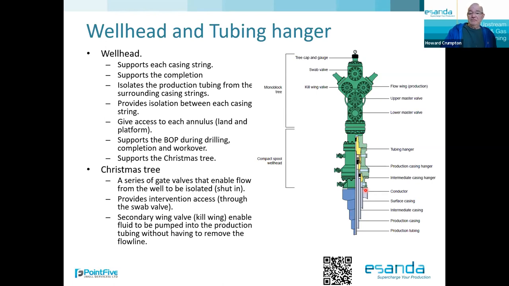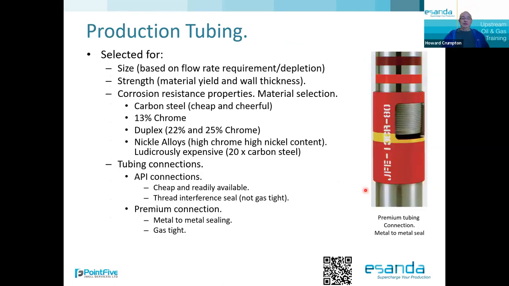Beneath the wellhead and hanging from the tubing hanger is my production tubing. If I'm designing a completion, I'm going to select my production tubing principally on size. And the size is based on what I expect the well to be able to produce. The more productive the well is going to be, the bigger the tubing is. And there have been some very large tubing strings indeed. BP in Trinidad a number of years ago were running 9 5/8 diameter production tubing.